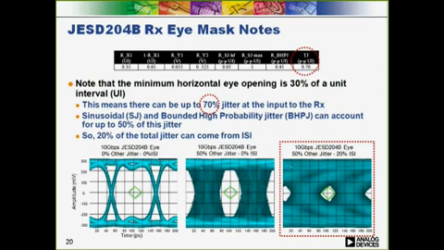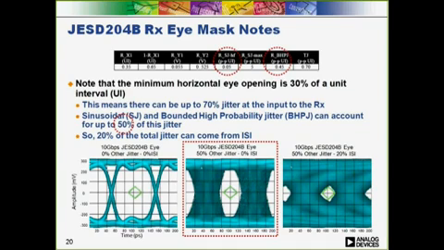Of the 70% total jitter, 50% can come from sinusoidal jitter and bounded high probability jitter. This means up to 20% of the total jitter can come from ISI. As we start talking about equalization and emphasis, you'll see why this is important to note.